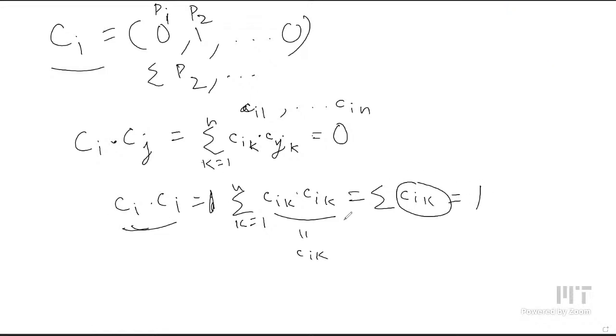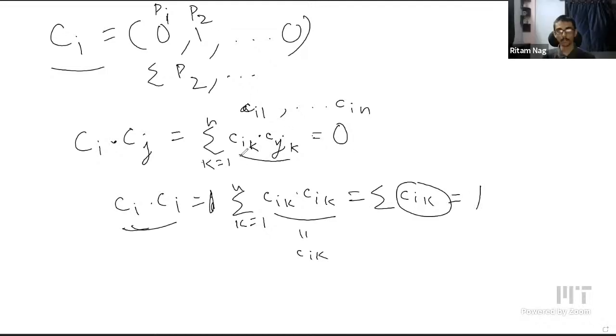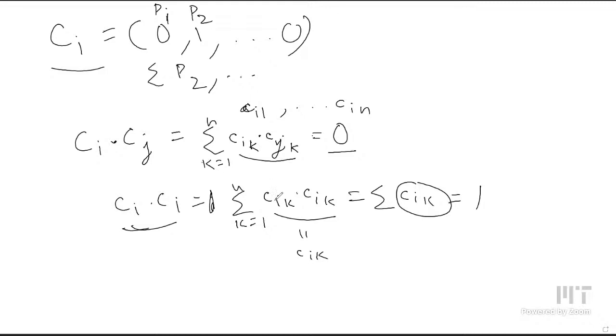And why is the dot product of any two equal to 0? Because this thing is 1 only if the kth person is in both the clubs. So this just counts the number of persons who are in both clubs, and that is even, so 0. Got it.